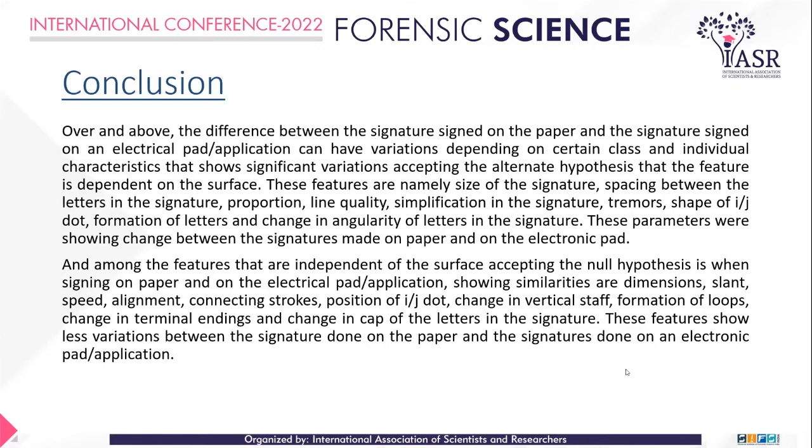And among the features that are independent of the surface, accepting the null hypothesis, when signing on a paper and on an electrical pad application, showing similarities are the dimensions, that is the height and length of the signature, the slant, the speed, the alignment, connecting strokes, position of the I dots, change in vertical staff, formation of loops and all. And to conclude this study, I would say that we can have a future scope.